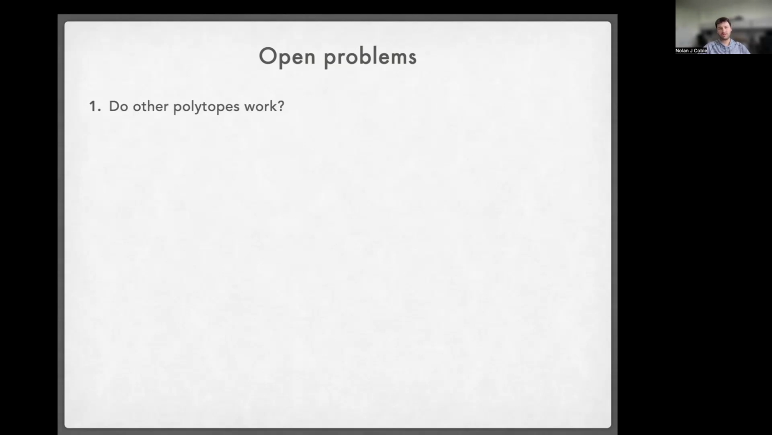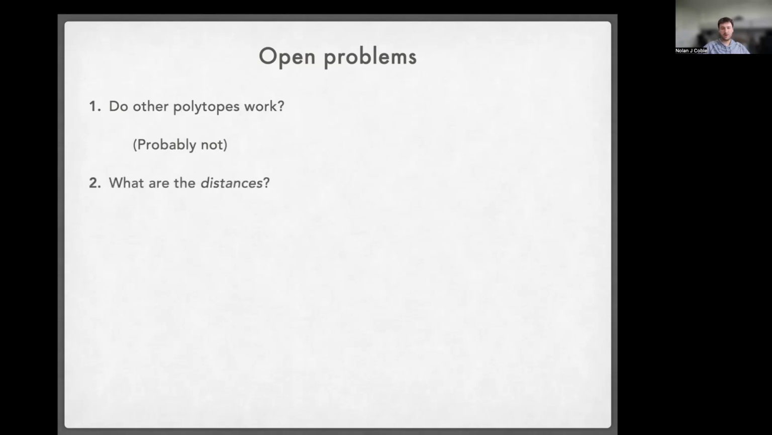Some open problems from this work. The first would be, naturally, do other polytopes work? I only mentioned using these Coxeter polytopes. The answer is probably not. We really need this even overlap property, which is a pretty strong regularity condition. At least in 3 and 4 dimensions, the only polytopes that have this property are actually given by Coxeter groups.